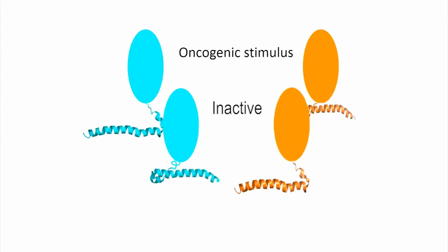In tissues, MIST1 and MIST2 exist mainly as active homodimers, but oncogenic stimuli can increase levels of MIST1-MIST2 heterodimers, and such heterodimers are inactive.